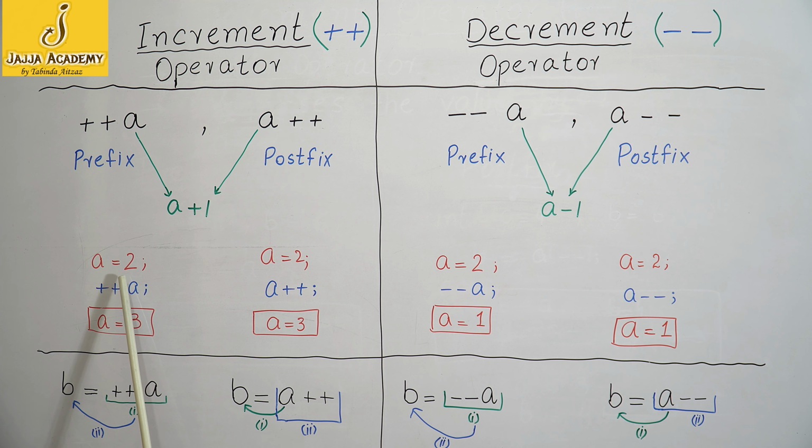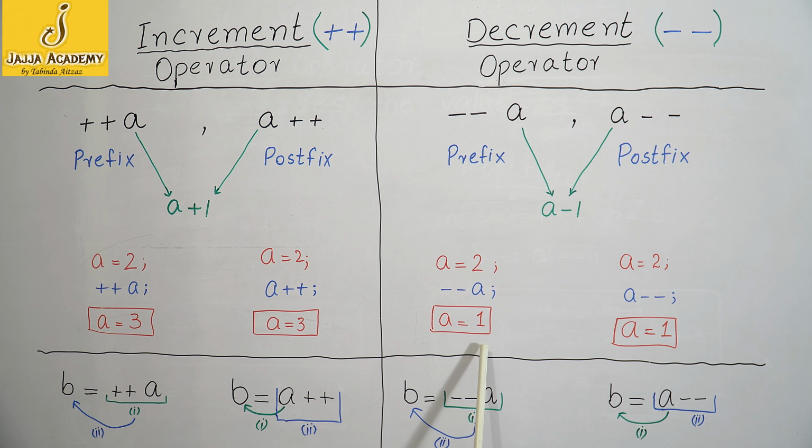Minus minus a and a minus minus, both are equivalent to a minus 1. Both are used to decrease the value of variable a by 1. For example, suppose a is equal to 2. Now if I write minus minus a, which means a minus 1, and a is 2 here, so 2 minus 1. This expression will decrease the value of a, which is 2. So 2 minus 1 will become equal to 1. So after the execution of minus minus a, the value of a will be equal to 1.